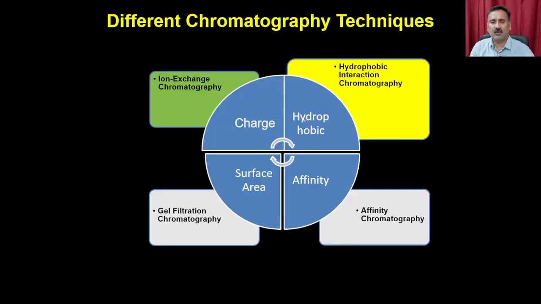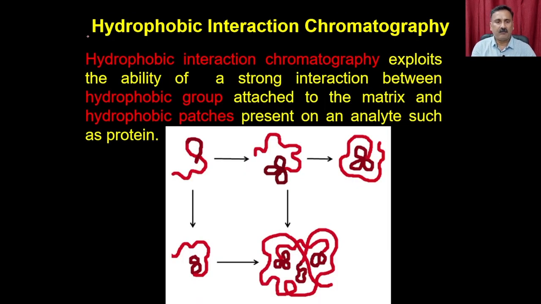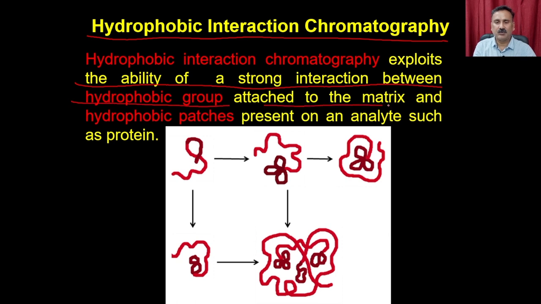Now let's move on to the next technique, and the next technique is going to utilize the hydrophobic groups present on the protein structures. The technique is called hydrophobic interaction chromatography. As the name suggests, it exploits the ability of a strong interaction between the hydrophobic groups attached to the matrix and the hydrophobic patches present on the analyte, such as protein.